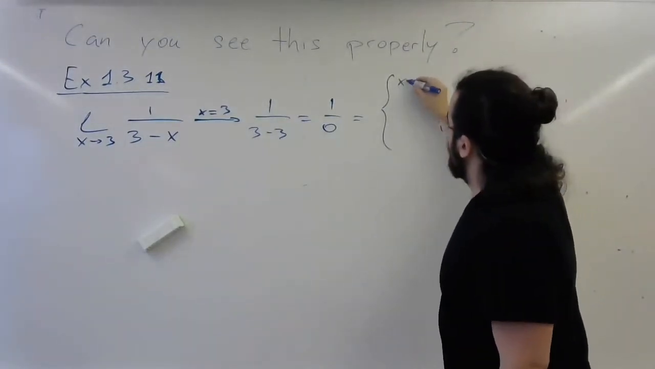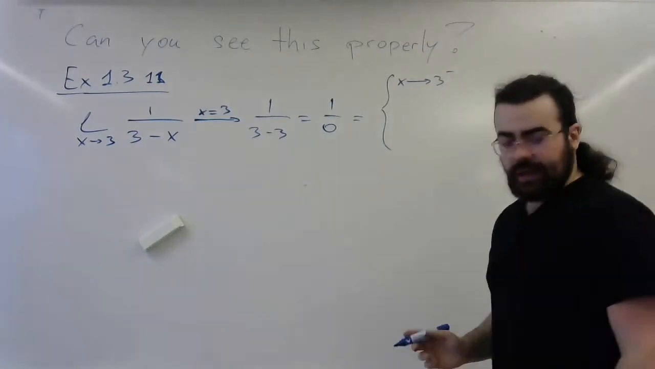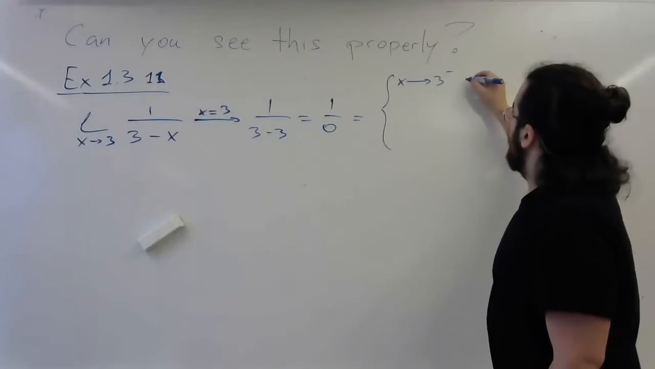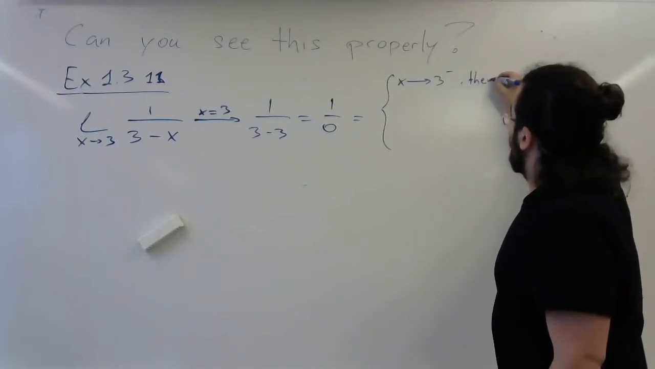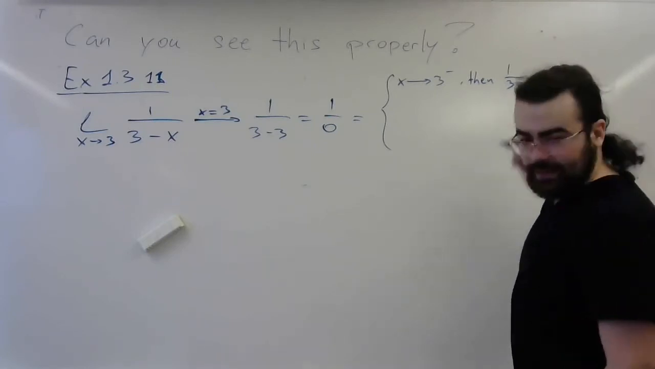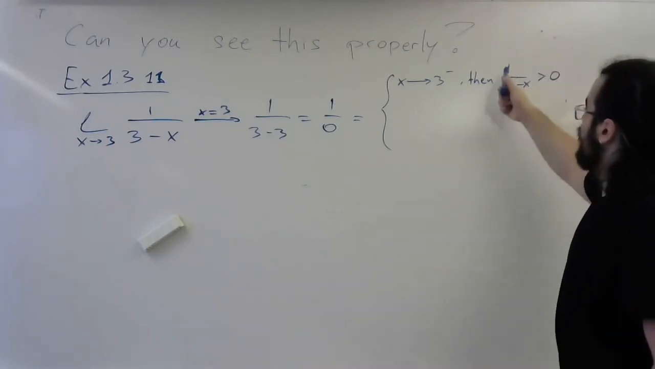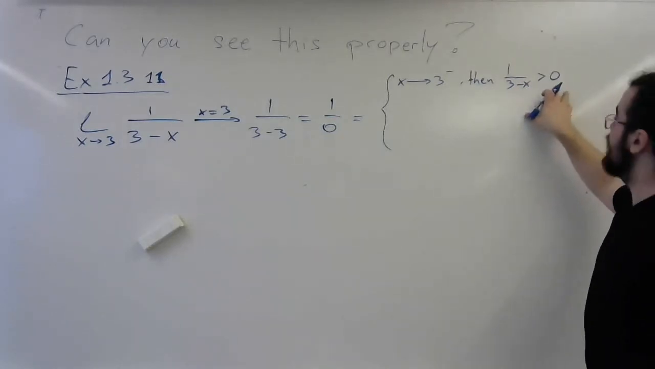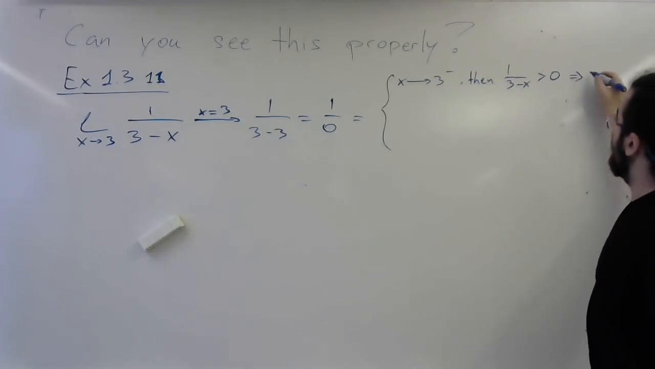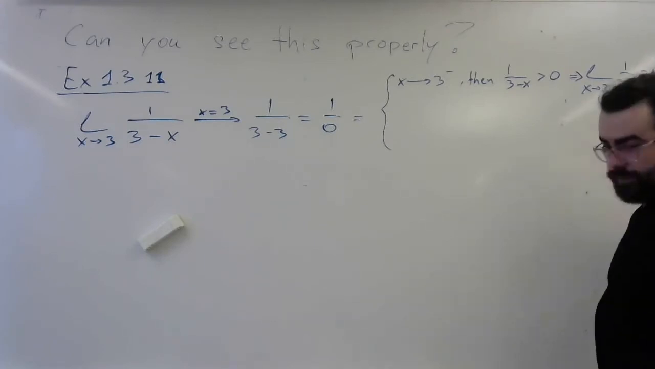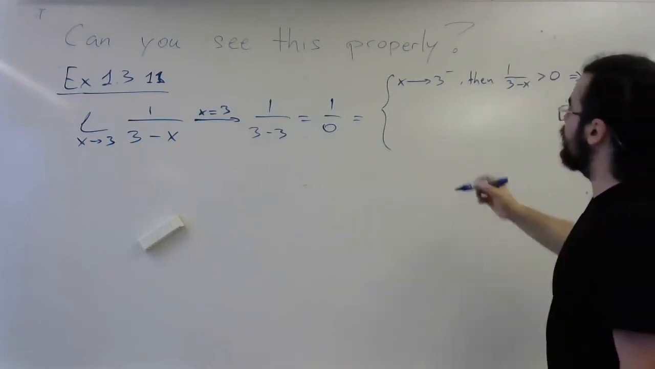Now, if we approach 3 from the left, we are using values that are smaller than 3, then this is greater than 0, right? You're 1 over 3 minus a number that is smaller than 3. This is greater than 0. And so the limit is plus infinity. So this goes up very high.